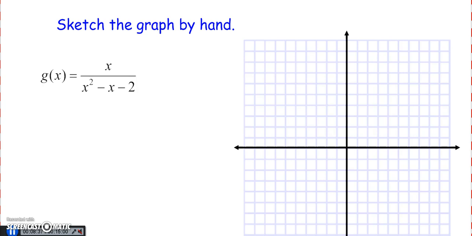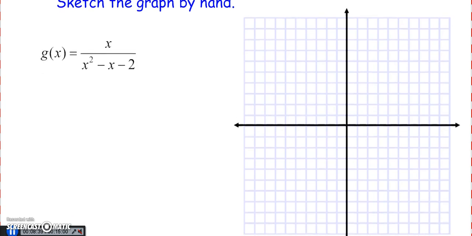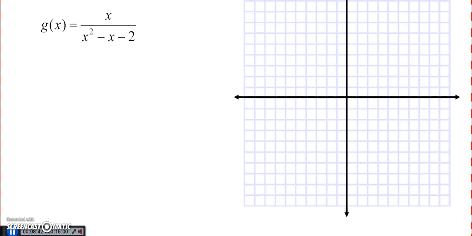Try to sketch this graph using the same pieces of information. So thinking y-intercept. All right, y-intercept is calculating g of 0. G of 0, well that's 0 over 0 squared minus 0 minus 2, total 0. Well, this y-intercept is definitively 0, 0.